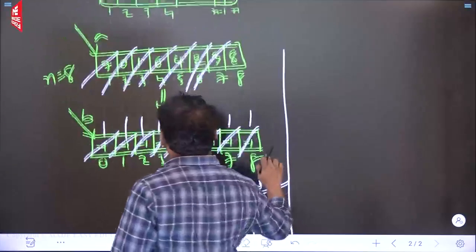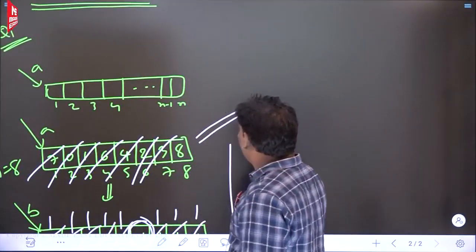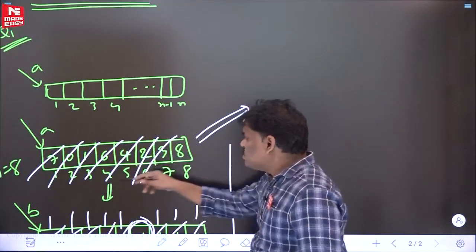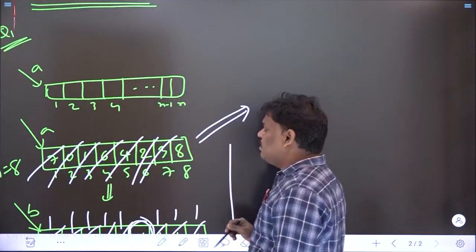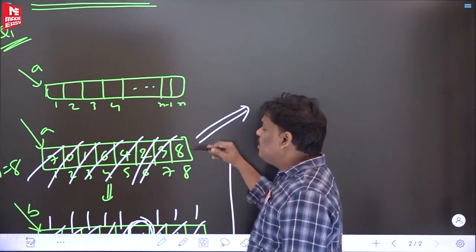One more algorithm is there, and it is very simple also. See this algorithm. To solve this problem, what will you do? This is the A array, which contains how many slots? 1 to 8 slots are there, which means 8 slots. Elements are 0 to 8.